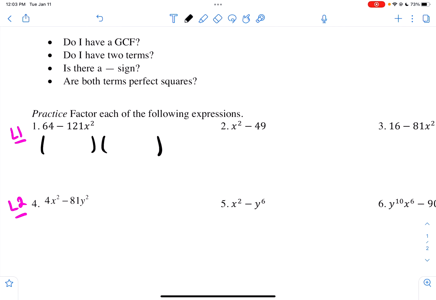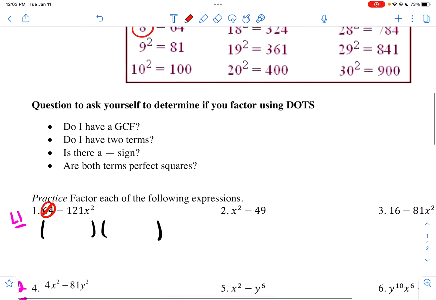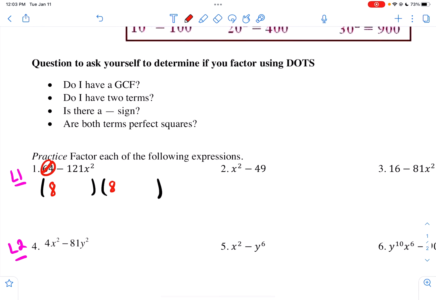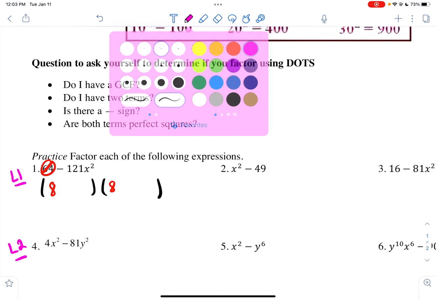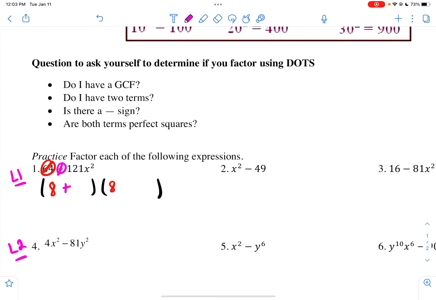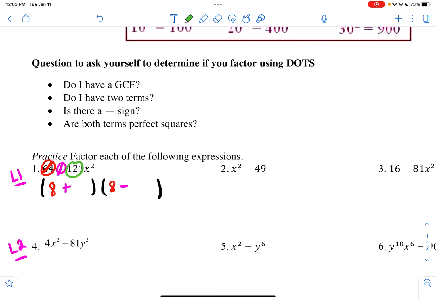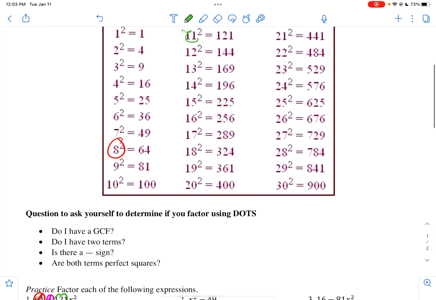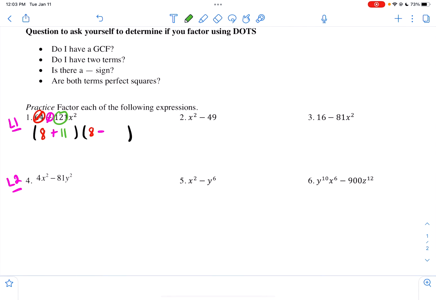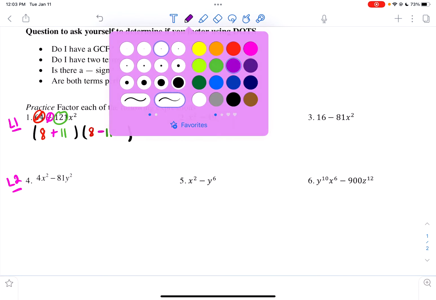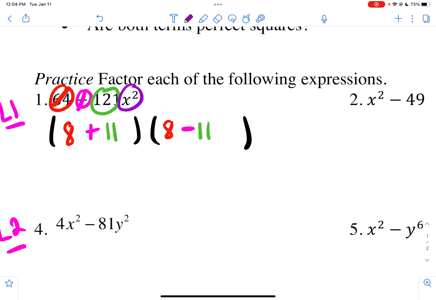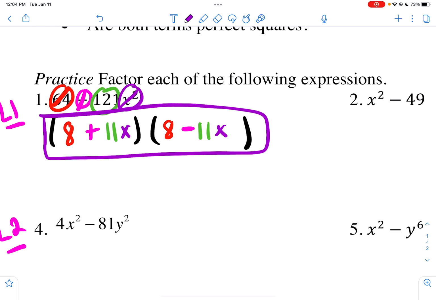Now I got to fill in my bubbles. I look at my first term and it says 64. I have to ask myself, what makes 64? Well, if I look up here, it's an 8. So I'm going to do 8 and 8. Now I need to ask myself, what makes a minus? Well, it's a plus and a minus. Now I need to ask myself, what makes a 121? Well, it's an 11, because 11 times 11 is 121. Now I look at my x squared. It's nice and easy. I just split it up, and I put an x and an x. This is my final answer.